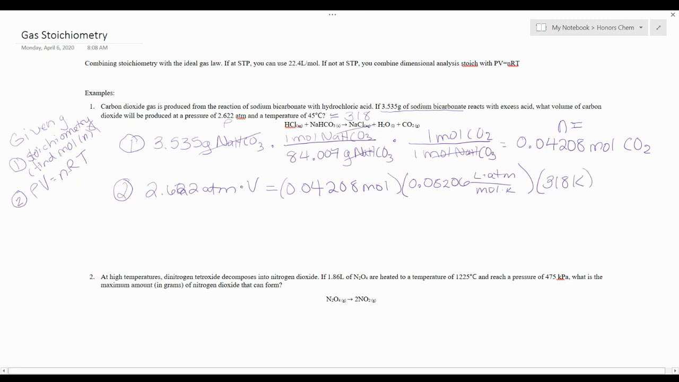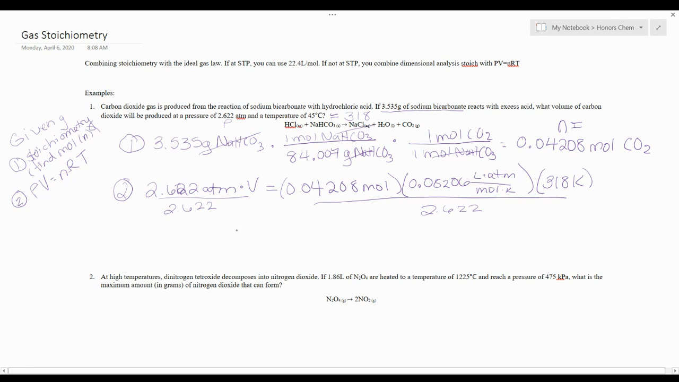So then we're trying to find volume by itself. Divide by 2.622 on both sides. Plug all of that into your calculator. Now with this one, the one that's going to limit our sig figs is the temperature that only has 3. So our final answer is going to have 3 sig figs.